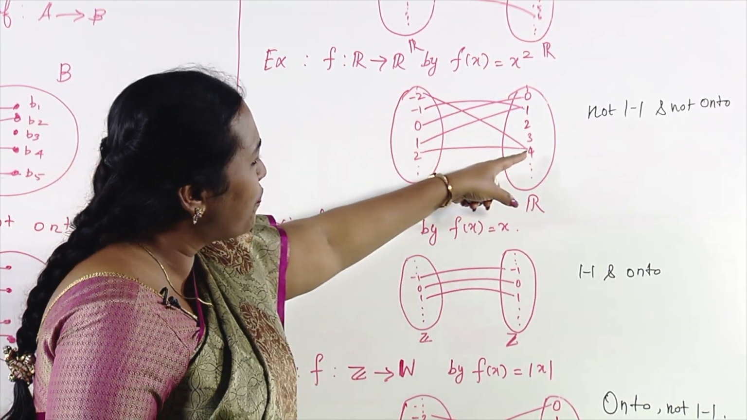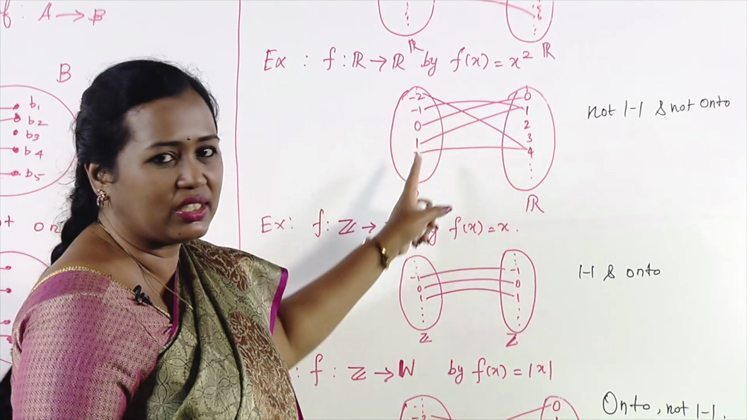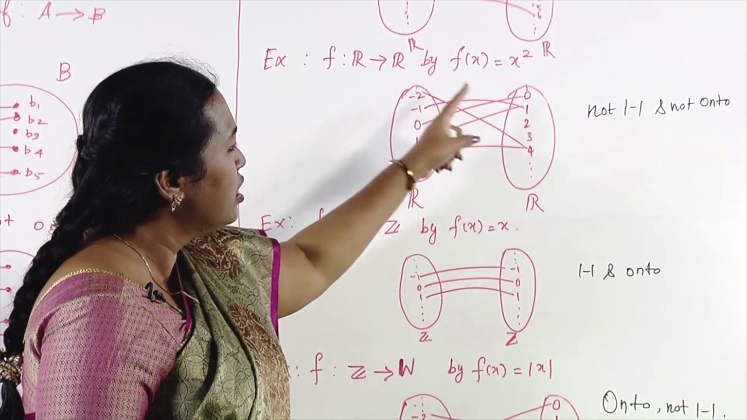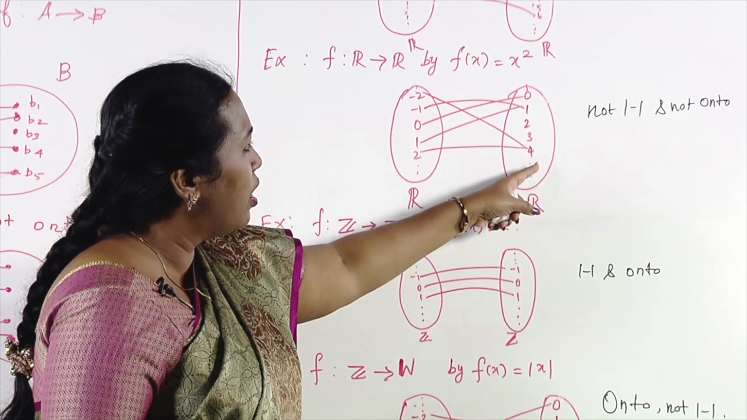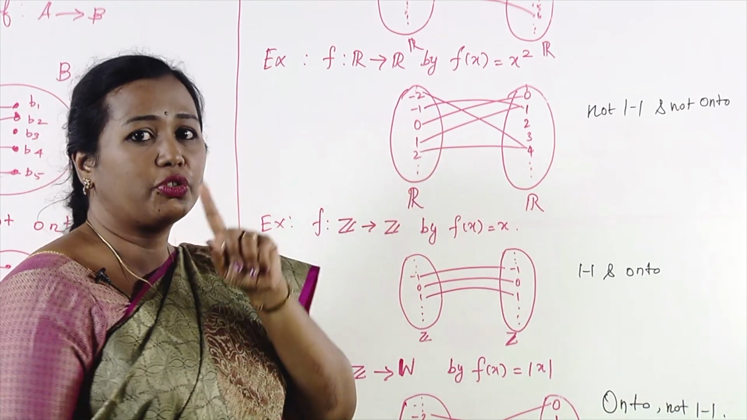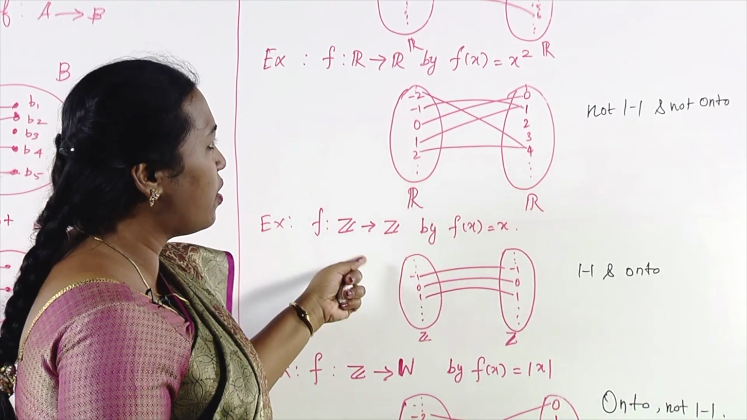So 4 actually has 2 pre-images, namely 2 and -2. So is it 1-1? No, it is not 1-1. 1-1 means there should be unique images only. So it is not 1-1.